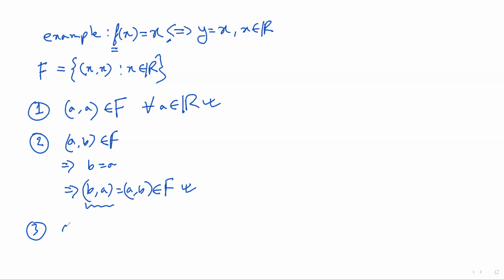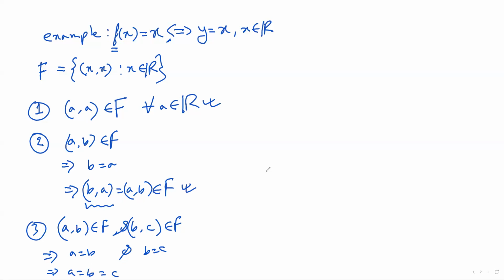Finally, transitivity. Say you have a comma b belongs to f and b comma c belongs to f, then this would imply a is equal to b and this would imply b is equal to c. So technically we have a equals b equals c, right? Now we have to prove that a comma c also belongs to f.